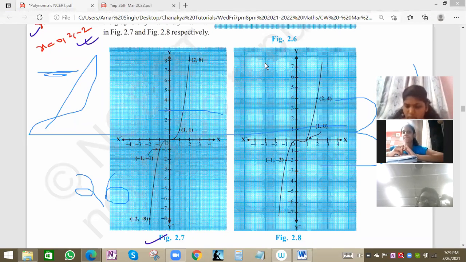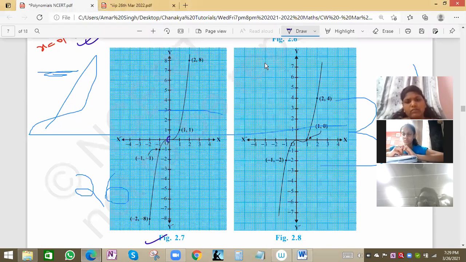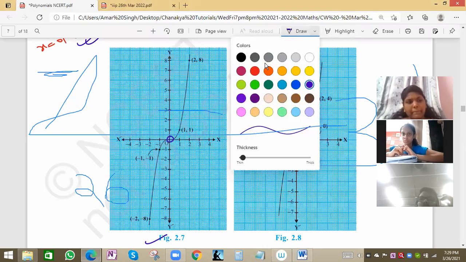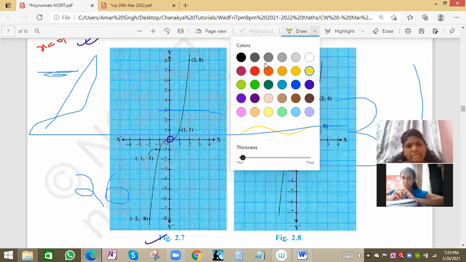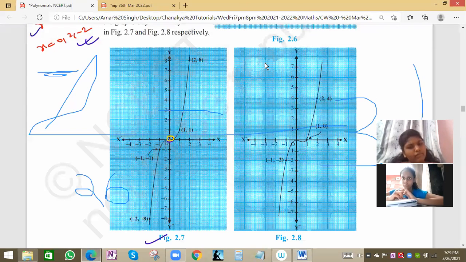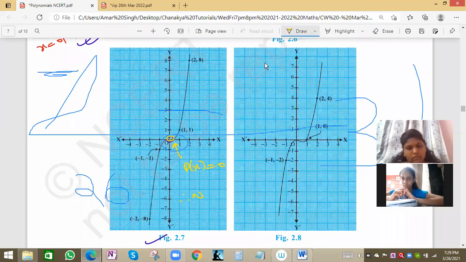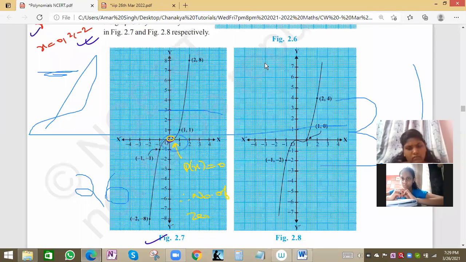So we can see from the graph it is cutting the x-axis at only one point, this point, (0, 0). This is the only one point, no other point. So it is cutting the x-axis at only one point. Here only, this P(x) will be equal to 0. So the number of zeros will be 1. Hence the number of zeros will be equal to 1.